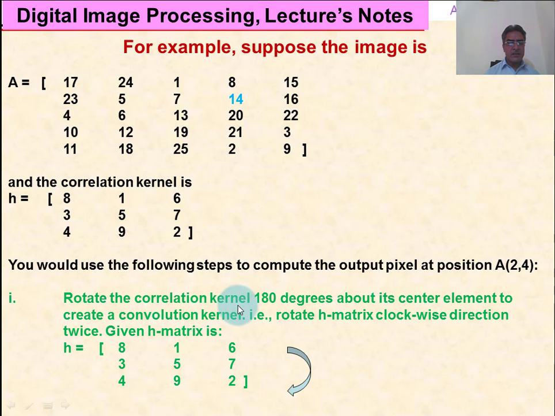Rotate the correlation kernel by 180 degrees about its center element to create the convolution kernel, that is, rotate the H matrix in the clockwise direction twice. This was the given matrix, and we have taken it as it is. Now we will rotate it by 90 degrees clockwise first, that is, the last row will become the first column, 4 9 2, the second row will become the second column, and the first row will become the third column of the rotated matrix.